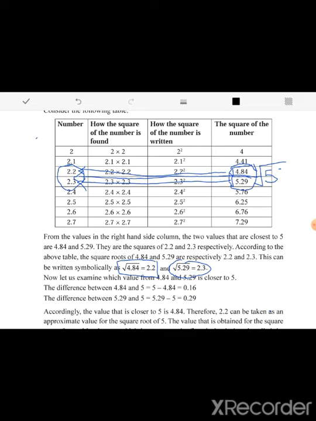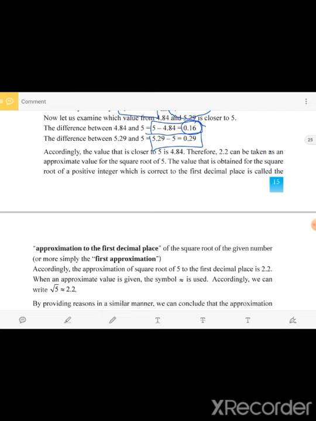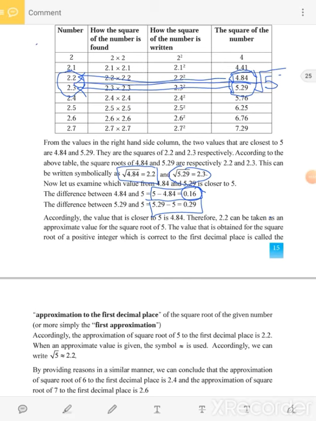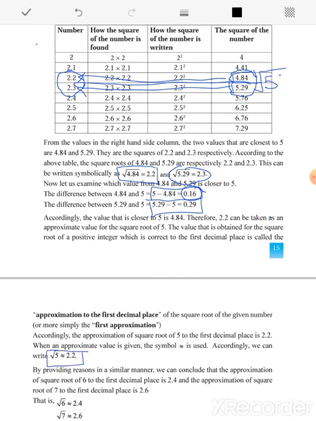But here, let's find the difference between 4.84 and 5, that is 0.16, and the difference between 5.29 and 5 is equal to 0.29. So this is small, so 4.84 is closer to 5. So we can say approximation to the first decimal place of square root of 5, or more simply the first approximation of square root of 5, is equal to 2.2.